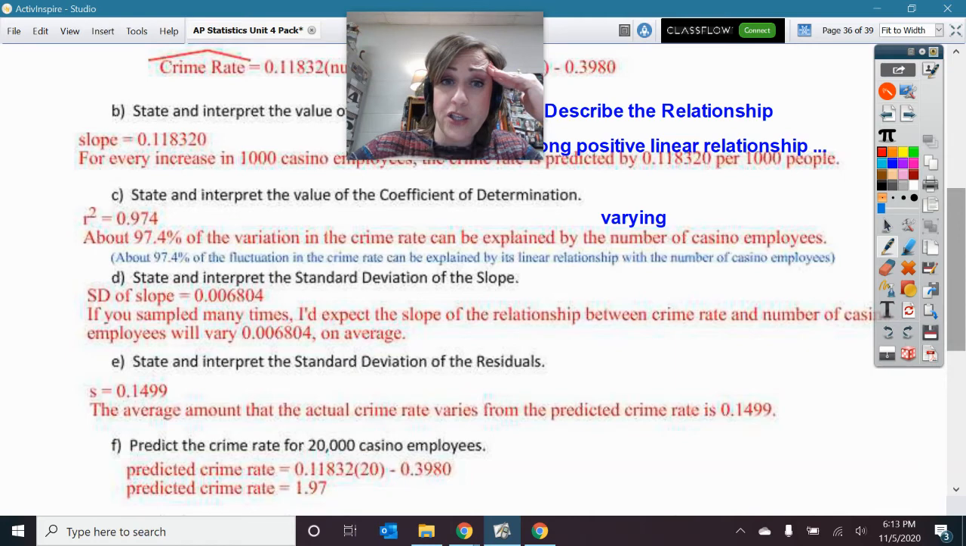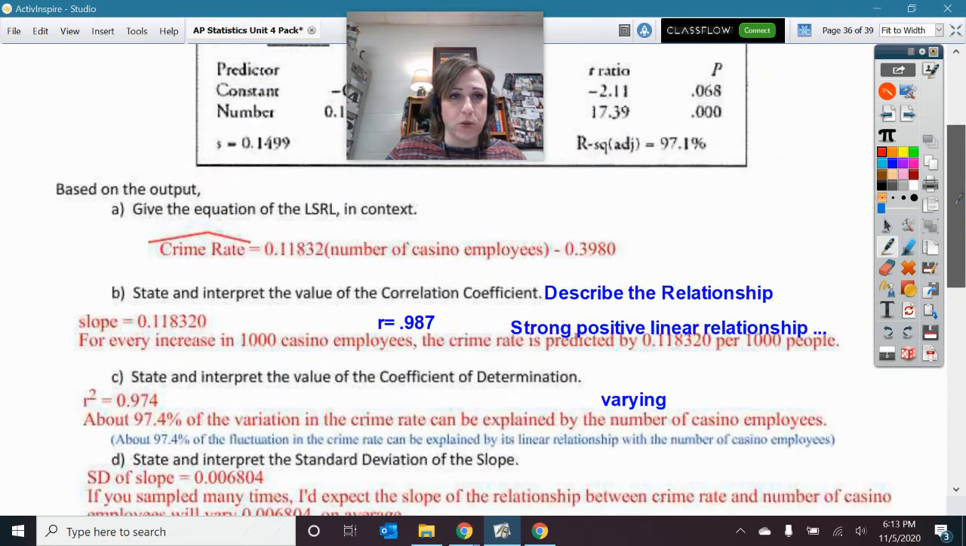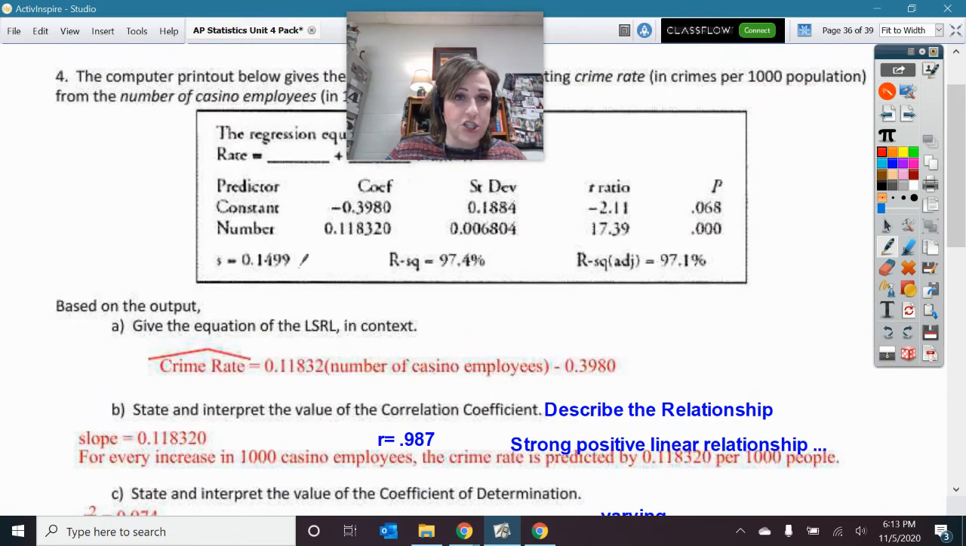I probably should have put some units in there, don't you think? So we're talking about, I don't really know exactly. Is this a percent crime rate per 1,000 employees? I'm not sure. So I guess that's why I left it blank when I did that. So we'll just leave it that way since the units were kind of unclear. It's kind of difficult.